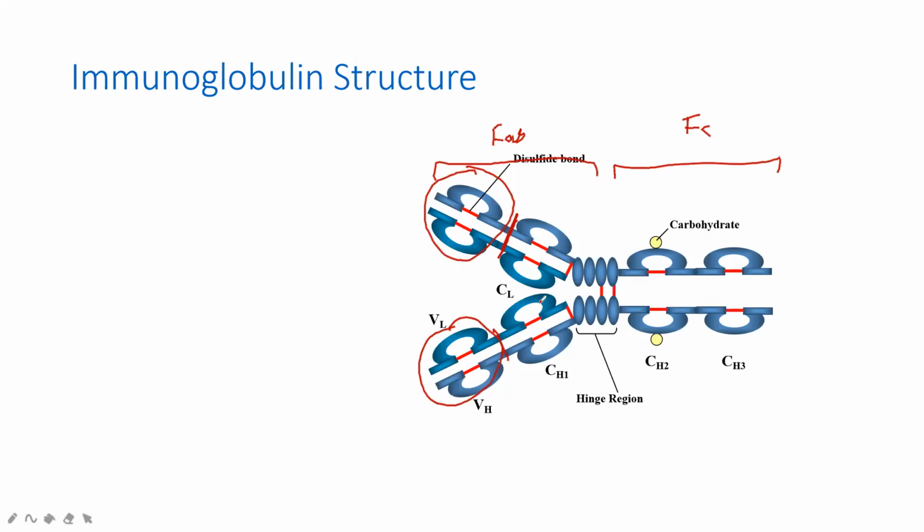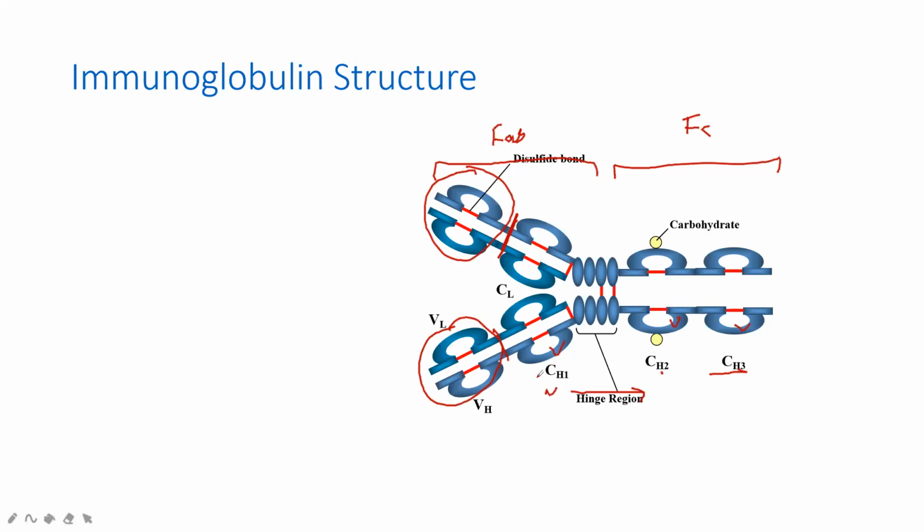What are the things here? You see, constant H1, this segment, constant H1, move down, constant H2, constant H3. What does H mean? H is for heavy. This part is a constant part of the heavy chain. How many parts are constant for the heavy chain? Three parts are constant: CH1, CH2, CH3.